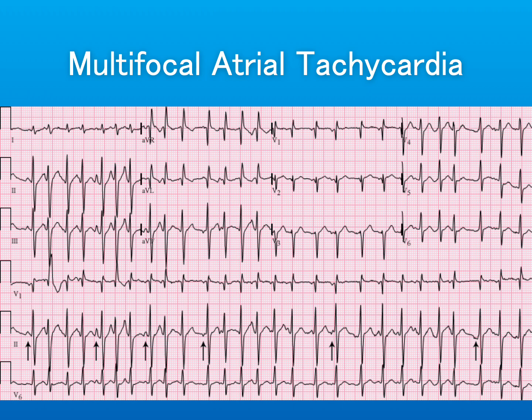And what's important is you don't shock patients who have MAT. You treat the underlying cause. And generally, it will resolve. So on the ECG, we'll see 3 or more different morphologies of P wave and a rhythm of over 100, but typically less than 150 beats per minute. So 3 different morphologies of P wave and also variable PR intervals.